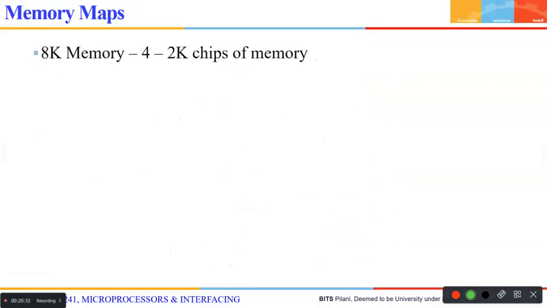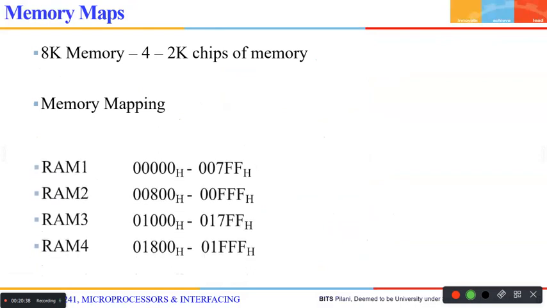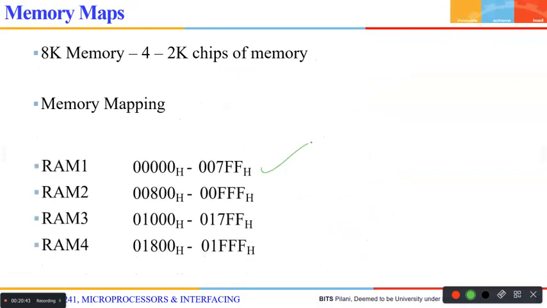For 8K memory, 4 2K memory chips are required. Memory mapping, we have already done it. RAM 1 is from 0000H to 07FFH. RAM 2 is from 0800H to 0FFFH. RAM 3 is from 1000H to 17FFH. RAM 4 is... So if we consider total 8 KB memory, it is 0000 to 1FFF.